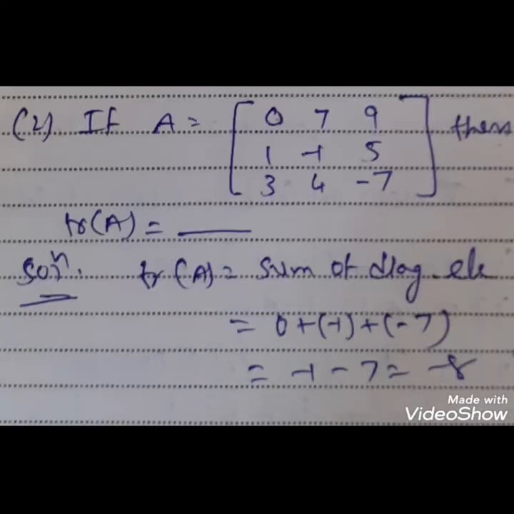Let us discuss a matrix of order 3. Here matrix A is given and it contains the elements 0, 7, 9 in the first row, 1, minus 1, 5 in the second row, and 3, 4, minus 7 in the third row. Then find the trace of this matrix. To find the trace of any matrix, we take the sum of the diagonal elements. For this matrix A, the diagonal elements are 0, minus 1 and minus 7. We take their summation: 0 minus 1 minus 7 equals minus 8. So the trace of this matrix is minus 8.